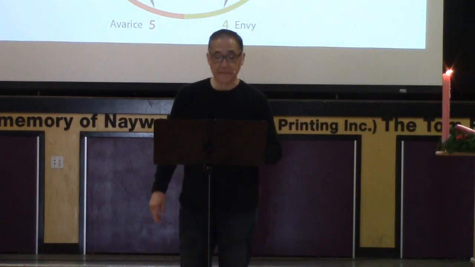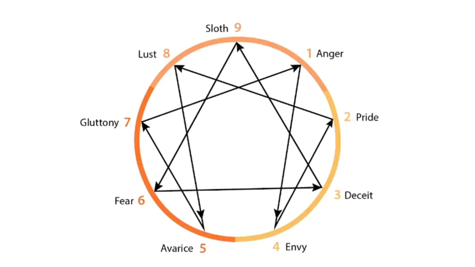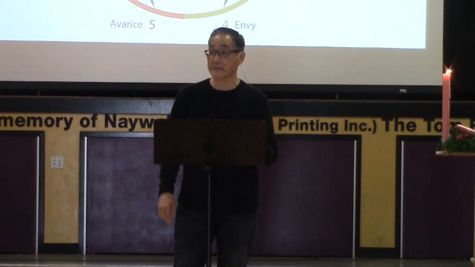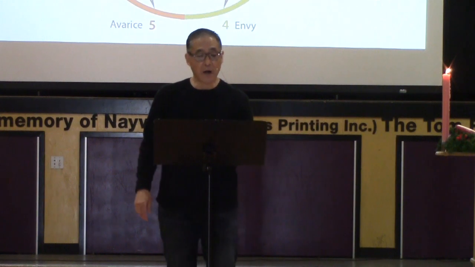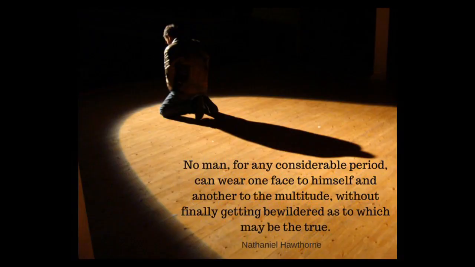According to the Enneagram, the deadly sin of the achiever is deceit. Not necessarily because they deceive others as much as they actually deceive themselves. As the American novelist Nathaniel Hawthorne once wrote so poignantly, no man for any considerable period can wear one face to himself and another to the multitude without finally getting bewildered as to which may be the true.